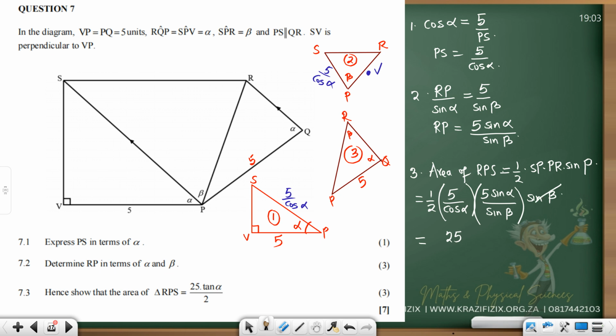Guys, sine beta would cancel sine beta. Do we agree? But what is sine alpha over cos alpha? Let me write it out for you. And your 2 is there. Do you notice that's 10? I was thinking in my head, where will I get 10 from? Done. Case closed. We are done. Case closed.